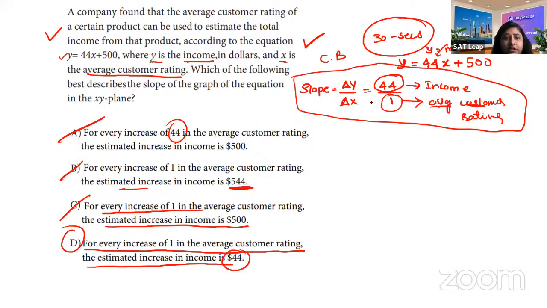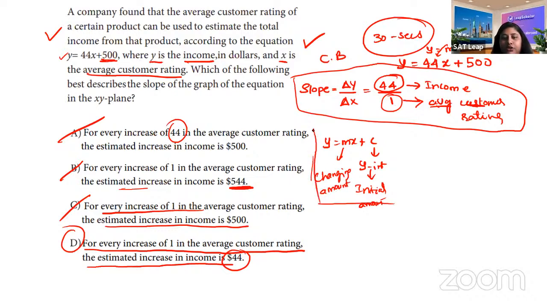Now I have one more question here. What is this 500 representing in the question? Initial value. Very good, Dakshit. The initial value, the amount at which they started, the income at which they started. Always, y = mx + c, c is going to be the y-intercept. The y-intercept is nothing but the initial amount, and m is nothing but the changing amount because it is the rate. So the changing amount. Please remember this or take a screenshot of this.